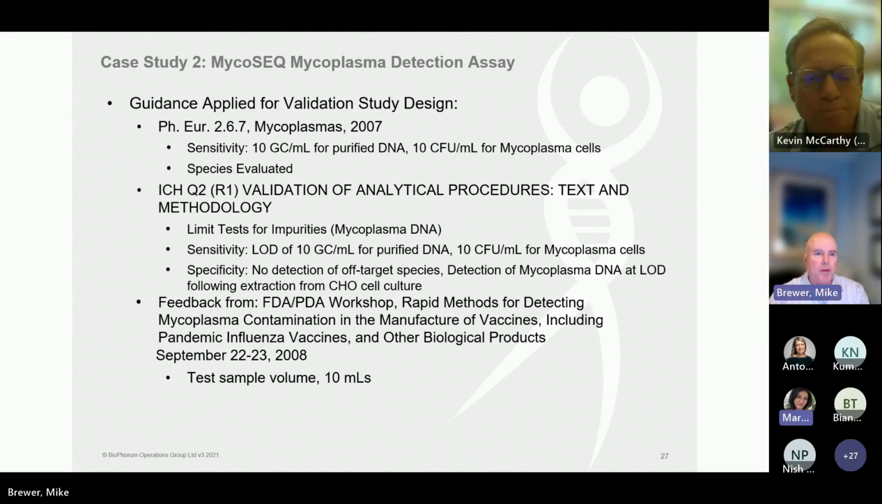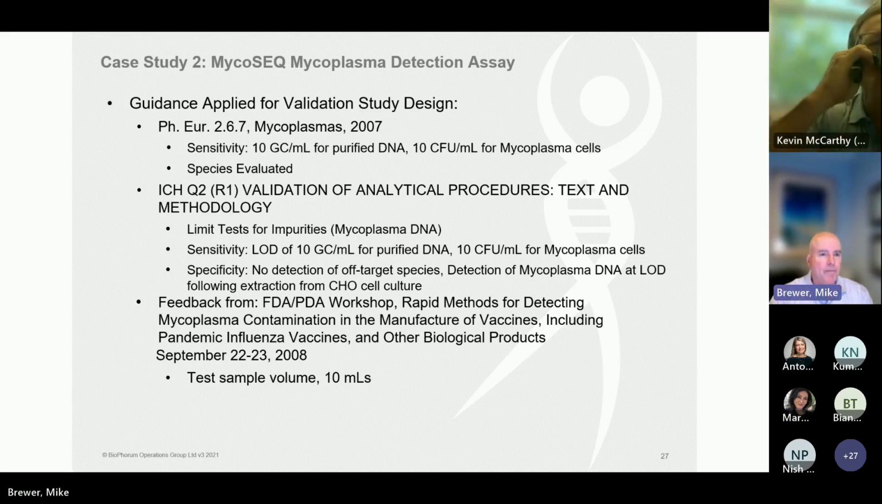So the guidance that we applied in the design of this validation study first followed the European Pharmacopoeia 2.6.7 published in 2007, both for sensitivity at 10 genome copies per mL for purified DNA, and then for the live Mycoplasma arm of the study, 10 CFU per mL for Mycoplasma cells. And these were carefully prepared and evaluated to ensure that the genome copy to CFU ratio was as close to 1-to-1 as possible.